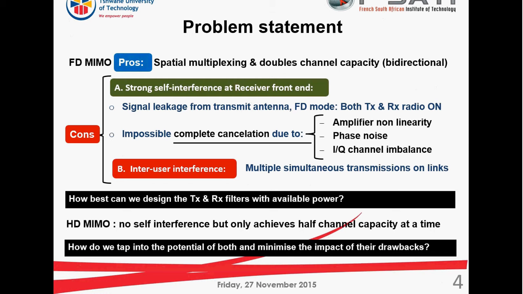On the other hand, we also have purely half-duplex MIMO solutions. These don't suffer from self-interference, but can only achieve, unfortunately, half the channel capacity at a time, since they're half-duplex, meaning the transmit and the receive radio are never on at the same time. The global question is, how do we tap into the potential of both the full duplex MIMO and the half duplex MIMO while minimizing the impact of their drawbacks?